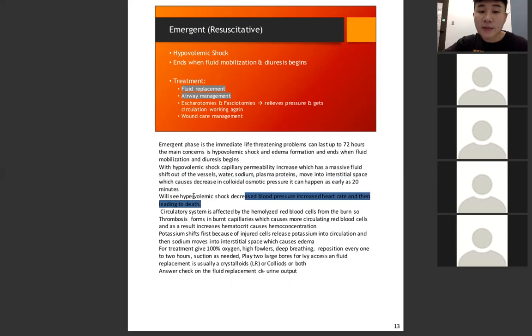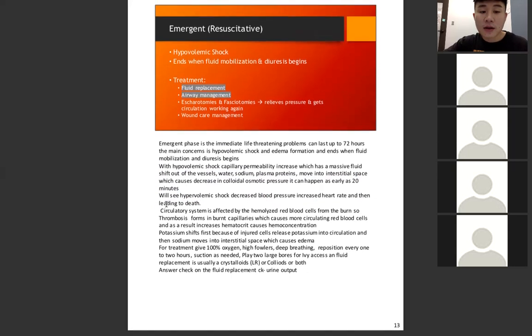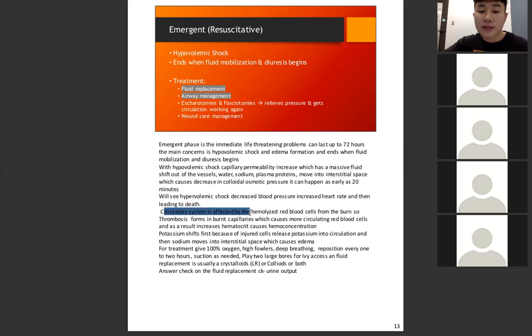I think this is meant to be hypovolemic shock. The circulatory system is affected by the hemolyzed red blood cells from the burn, so thrombosis forms in the burn capillaries, which can cause more circulating red blood cells and, as a result, increased hematocrit, causing hemoconcentration. Potassium shifts first because the injured cells release potassium into the circulation, and then sodium moves into the interstitial space, which causes edema.